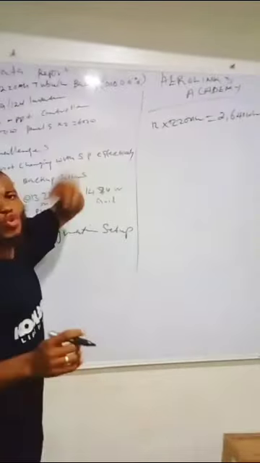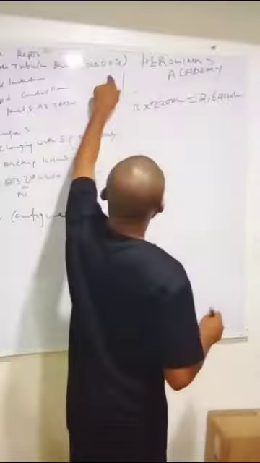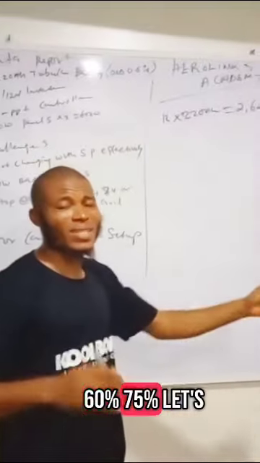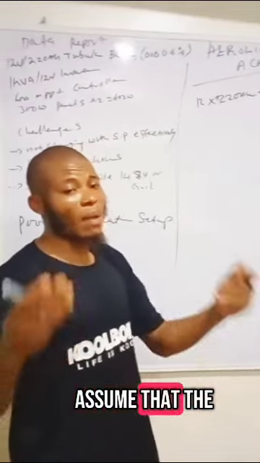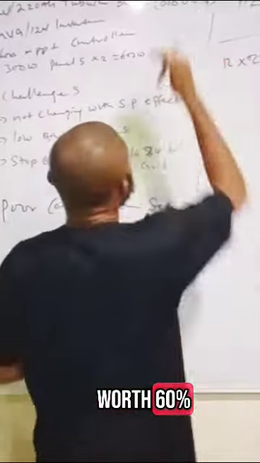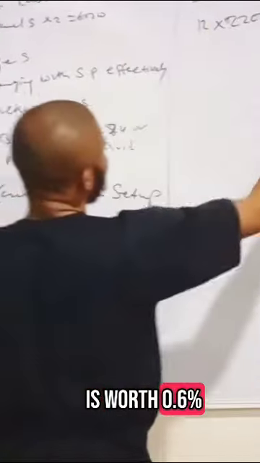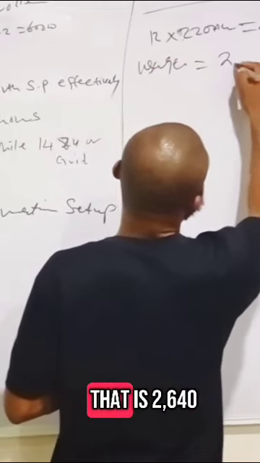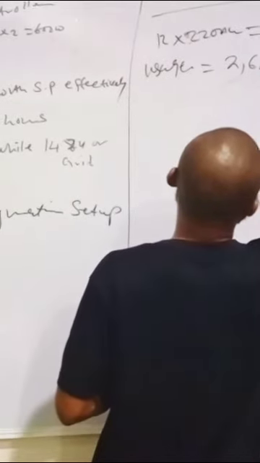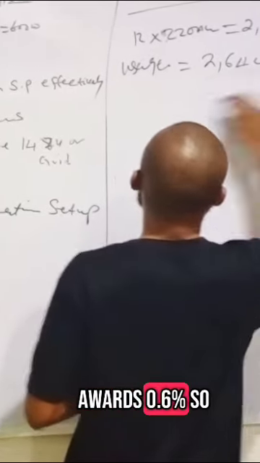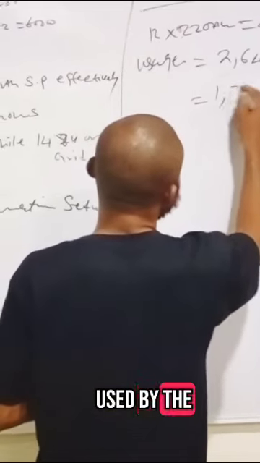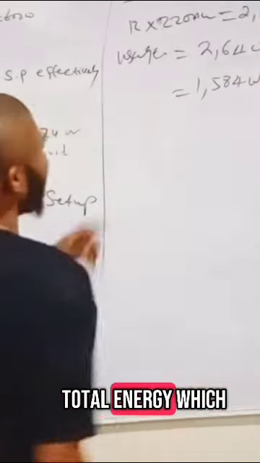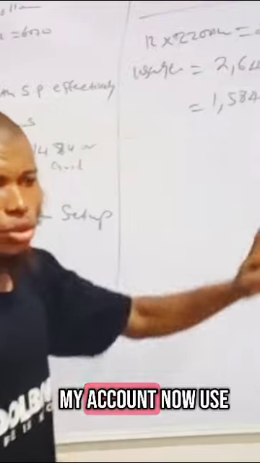Now he said the battery is a tubular battery. The DOD of most of these tubular batteries is 50%, 60%, 75%. Let's assume that the battery DOD is 60%. That is 0.6. Then the usable energy of this tubular battery is 2,640 multiplied by 0.6. So what is going to be the usable energy? 1,584 watt hours. So that is the total energy which this customer can use.